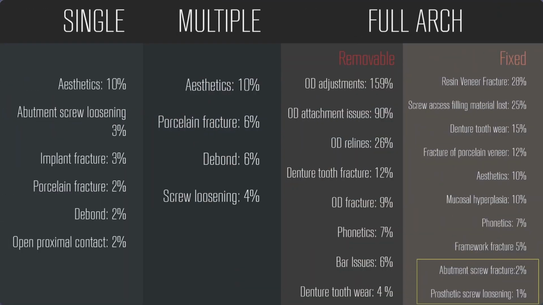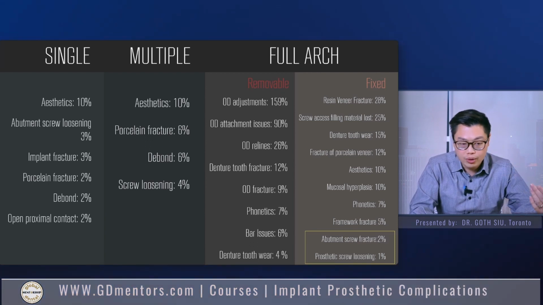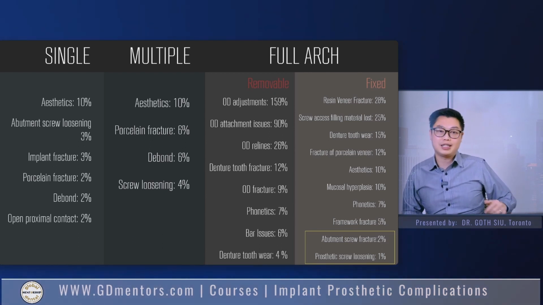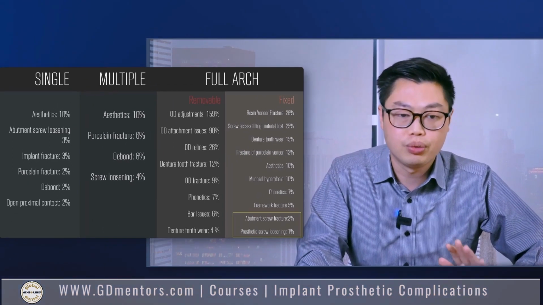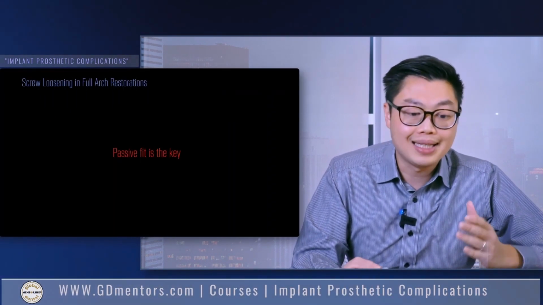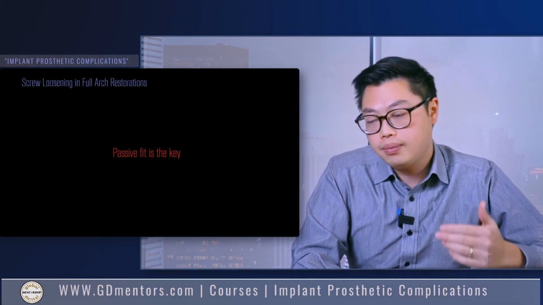The last type of complication in the full arch restoration is abutment screw fractures or loosening, so screw issues. There's a very low chance of things happening with the screw in full arch restorations, because everything is splinted. If everything is passive, the chance of screw loosening is very, very low. So passivity is key in preventing screw loosening. And how do we get things to be passive? It's really doing good records, good impressions, and verifying.